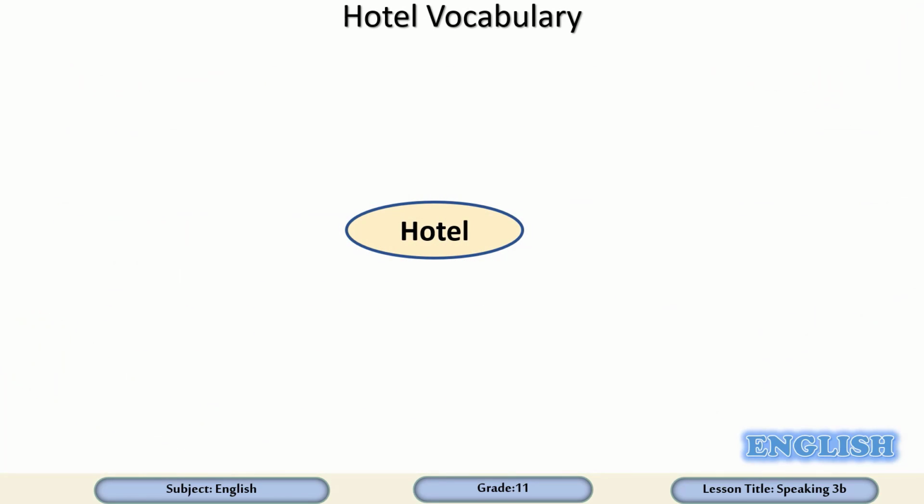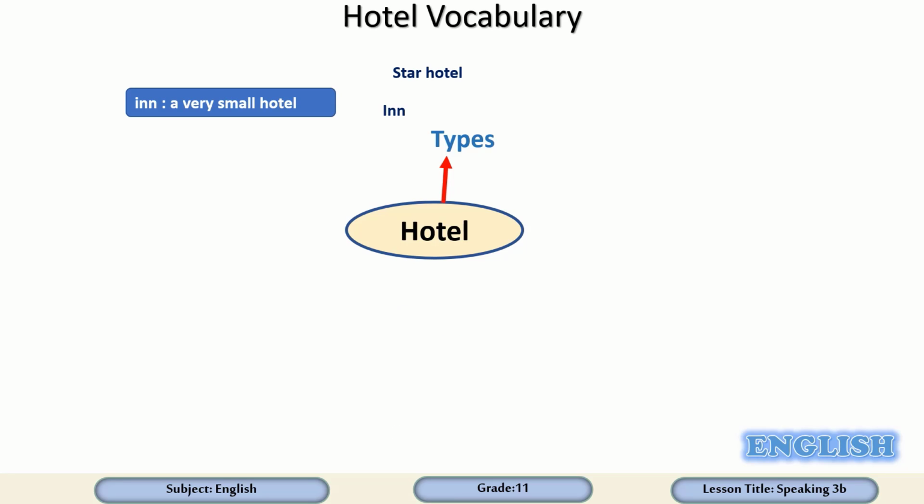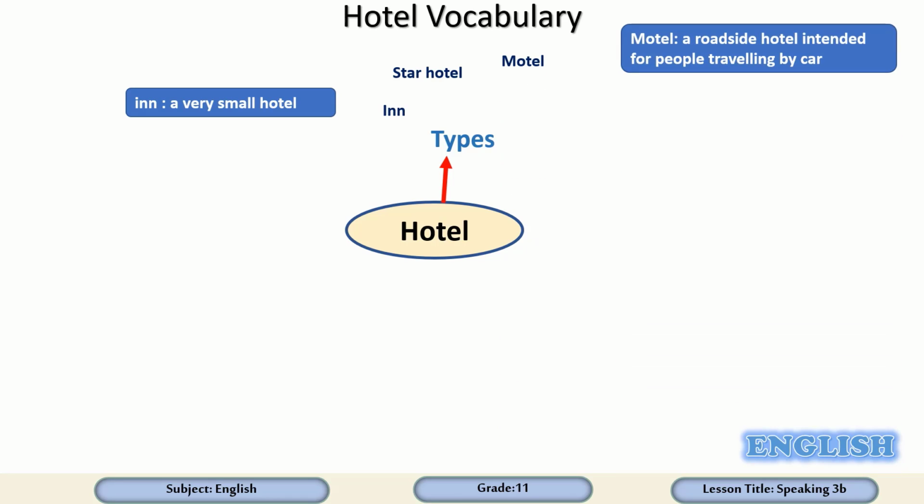Let's start our lesson by recalling some of the words related to hotels. So when we say hotel, what words come into your minds? Yes, we can start, for example, by the types of hotels. We have inns, and an inn is a very small hotel. There is the star hotel, which is the conventional hotel, which we know. There is the motel, which is a roadside hotel designed or intended for people traveling by car.